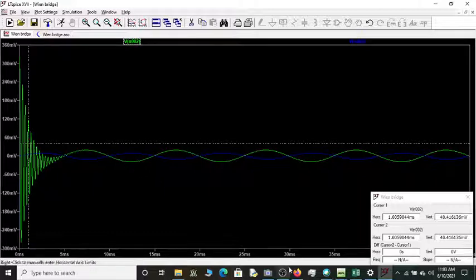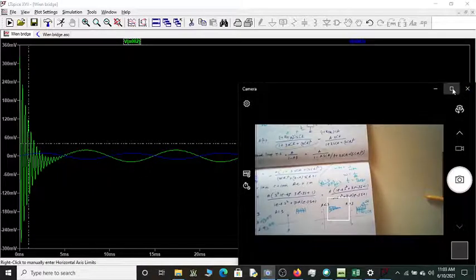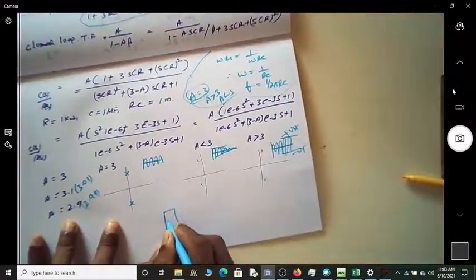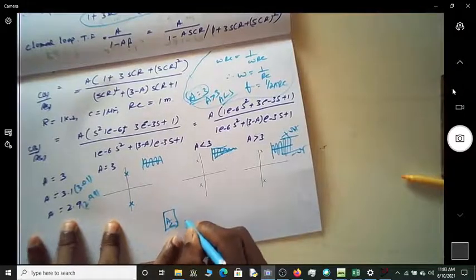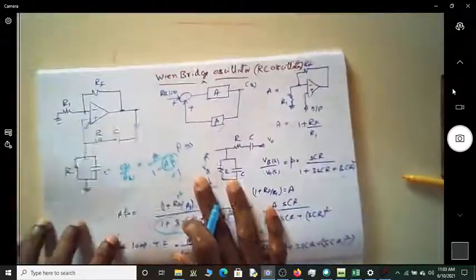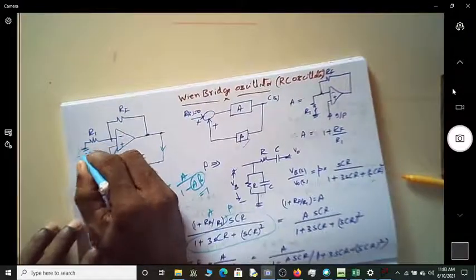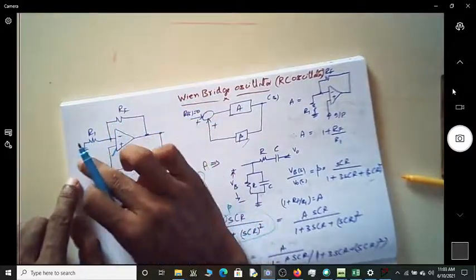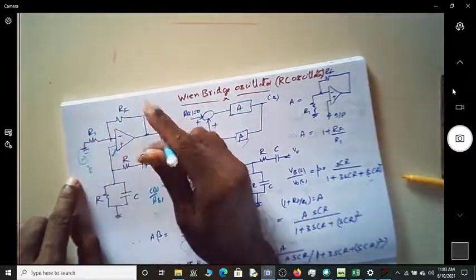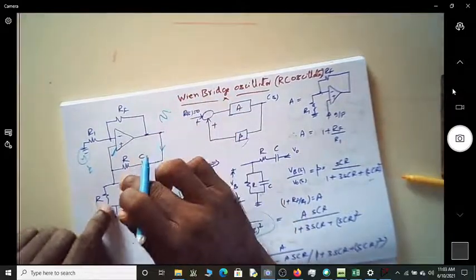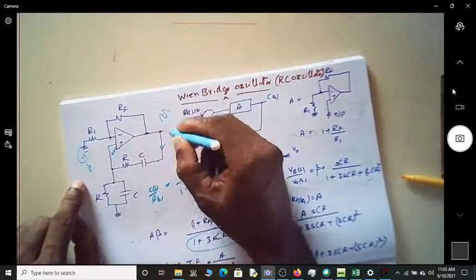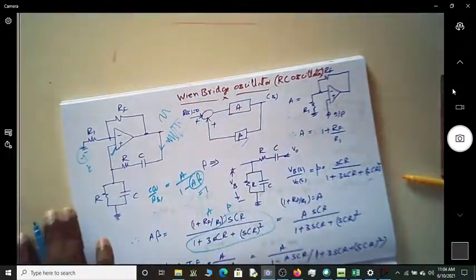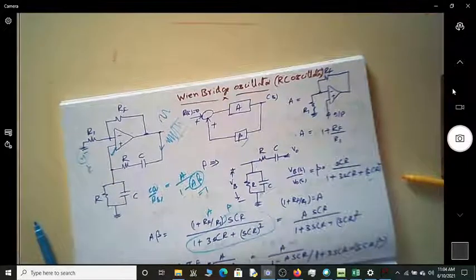Meaning to say, the same amplifier, if the gain is less than 3, acts like an amplifier. This circuit with an input voltage here, if the gain is less than 3, acts like an amplifier. If the gain is equal to 3, irrespective of this input voltage, it will give the oscillations as per the RC value. If the gain is more than 3, it will start the oscillation and then the oscillations will saturate.